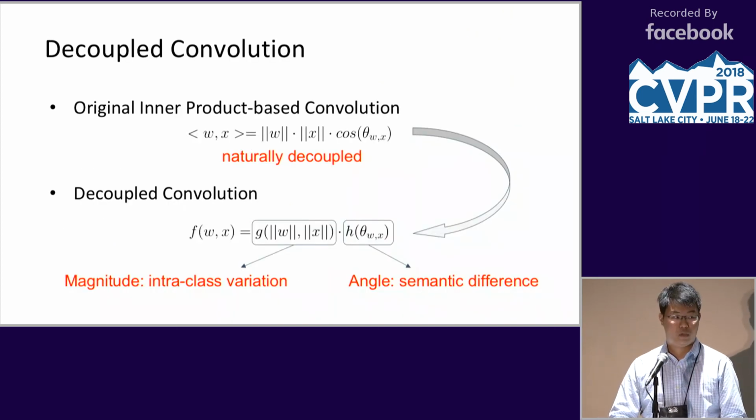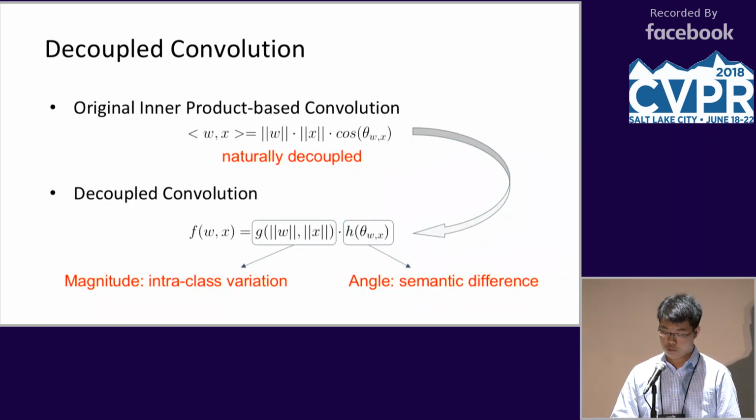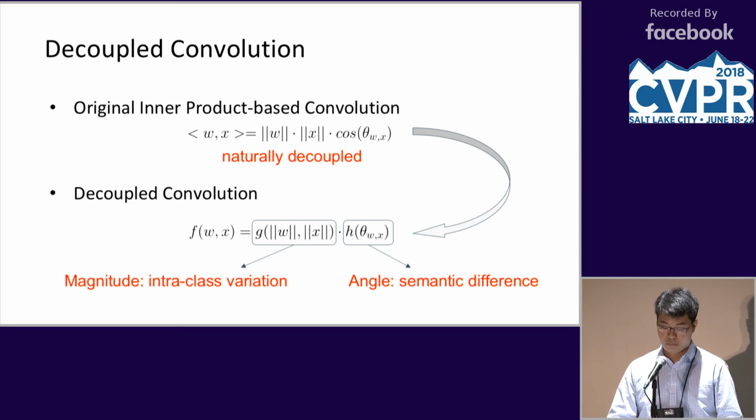More specifically, we rewrite the inner product-based convolution into the decoupled form. A natural extension results in the decoupled convolution, which is a product of two functions. The first term models the intra-class variation, while the second term models the semantic difference.